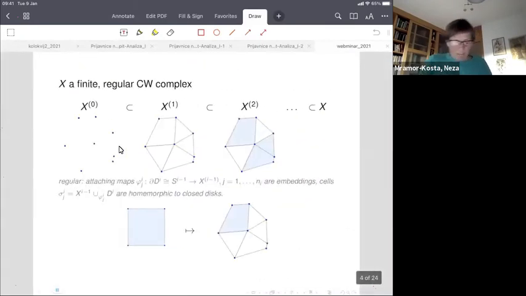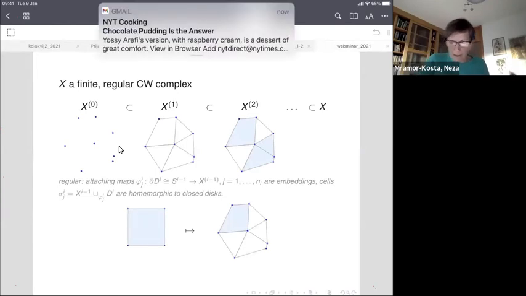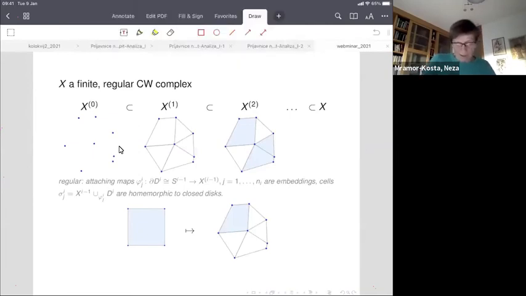It's a regular CW complex, which means that all the attaching maps of cells to the skeleton of one dimension lower are embeddings. This means that the cells in our regular CW complex are homeomorphic to closed disks. So the closures of the open cells are actually homeomorphic to closed disks.